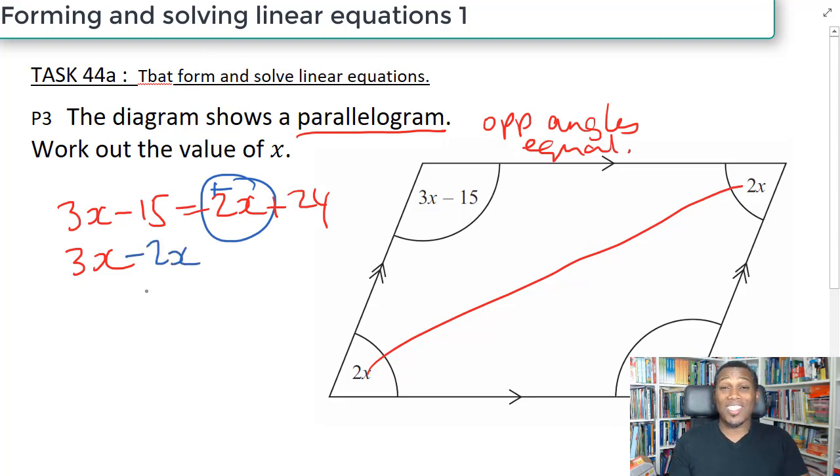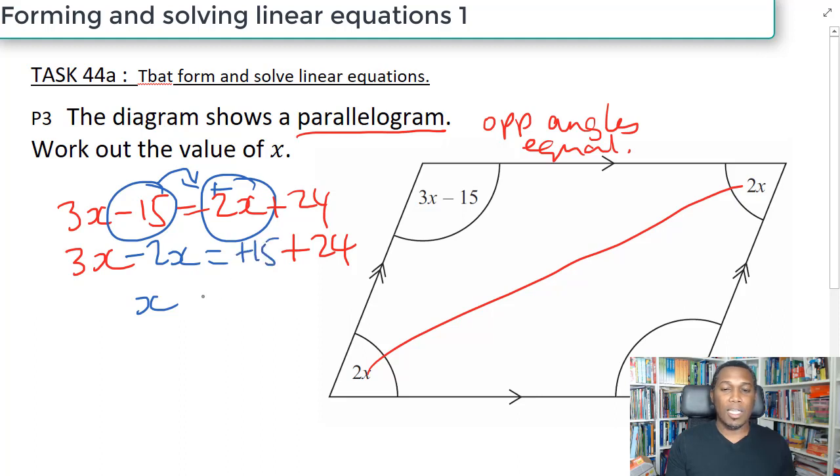And look at that. 3x take away 2x is x. So we're almost done already. And then what's happening? The positive 24, well, that's not going anywhere. We're not changing positive 24. Minus 15 on the left-hand side, as we move it to the right, it will have to become positive 15, and 15 and 24 gives you 39. So big fact there, if you weren't aware of it, opposite angles in a parallelogram are equal.